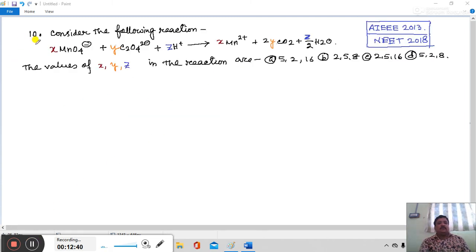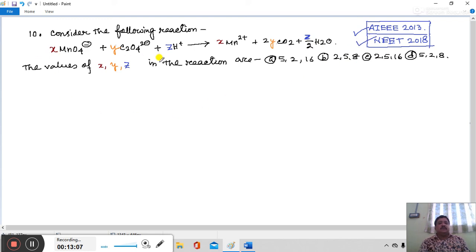In this video, the last question is: consider the following reaction, x MnO4- plus y C2O4 2- plus z H+ converts to x Mn2+ cation, 2y molecules of CO2 and z by 2 molecules of H2O. The values of x, y, z in the reaction are given below. This question came in an exam.